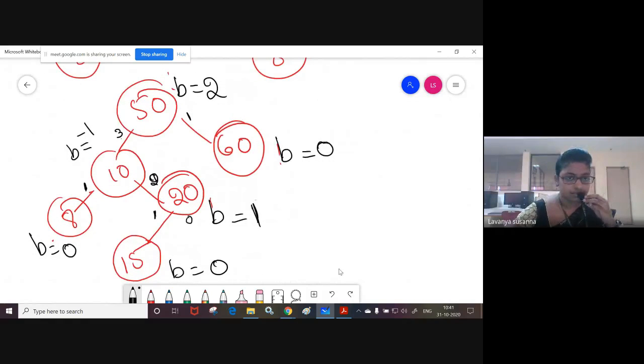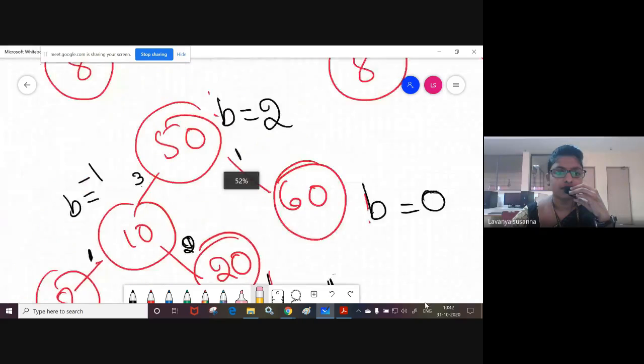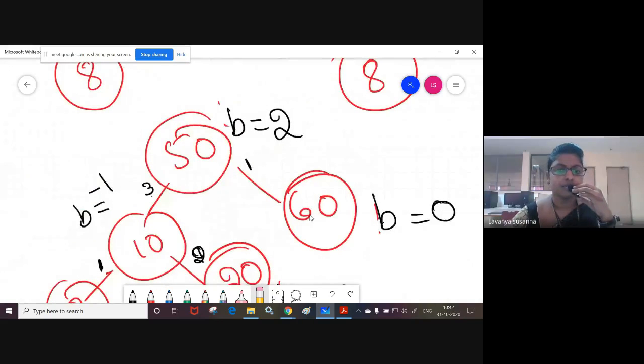Now see here. At which node did you get imbalanced? See, once again, look at this tree. At which node did you get imbalanced? B equals 2 at node 50.